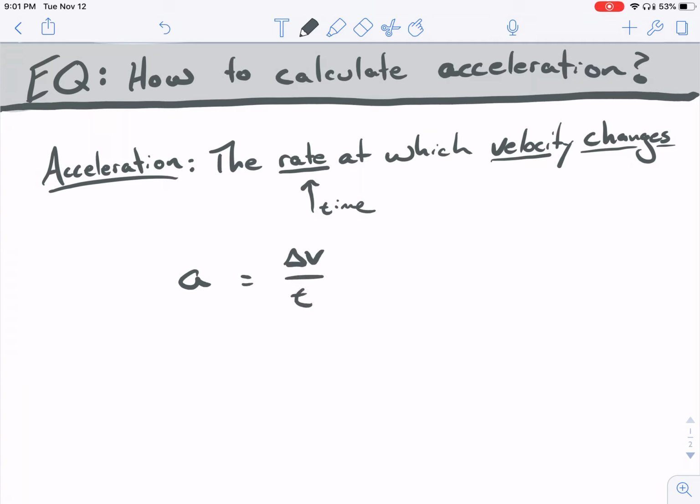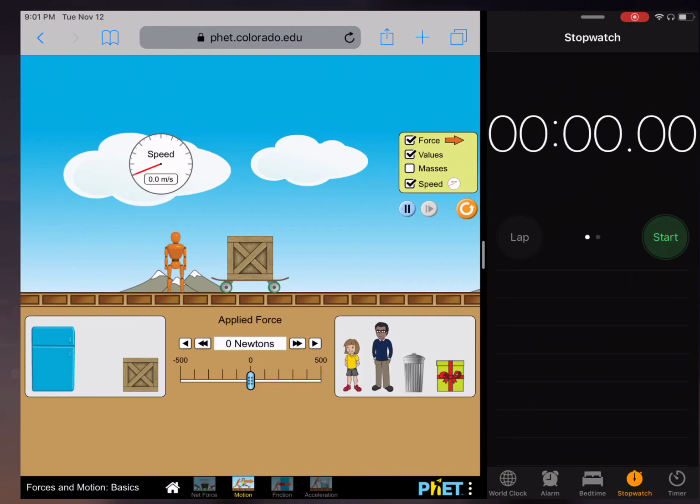A little triangle in the front there is delta, and it just means change in. Another way to write that is you can say the ending or final velocity minus the initial velocity divided by the amount of time it takes. So let's take a look at an example here, and we'll go through it.